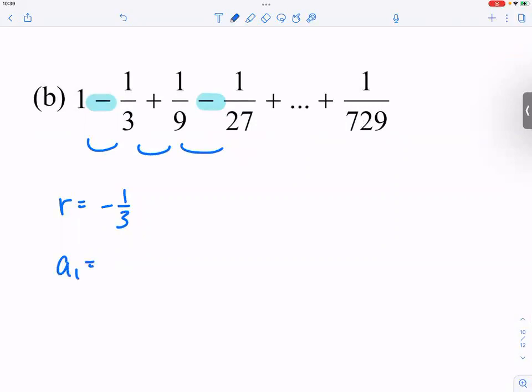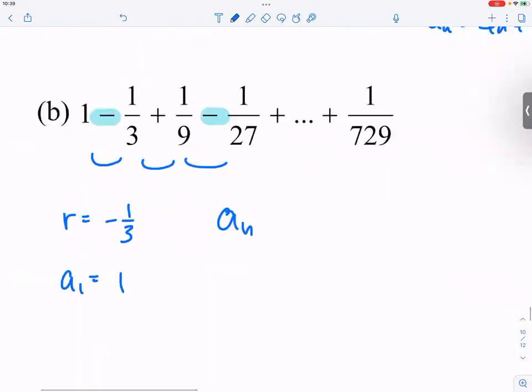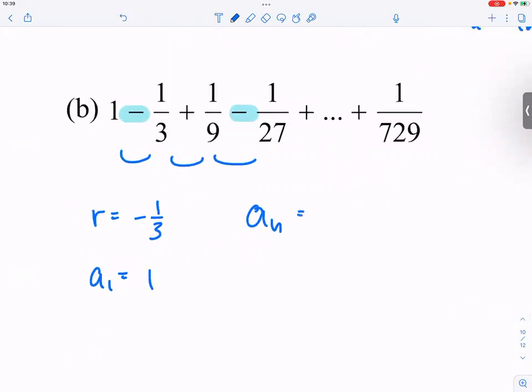Now we have A1. A1 is equal to 1. So we could write something like this, and this is what I hope that you can become more automatic. As long as you have A1 and the R for geometric, or A1 with a D, like the previous example, you can always write down the nth term notation. So for this one, it's just 1 times -1/3 to the n minus 1. And times 1 means itself. So you can simplify it by just saying this.